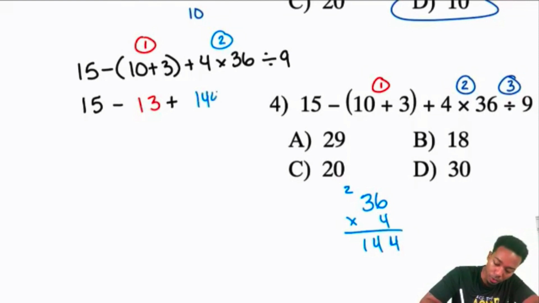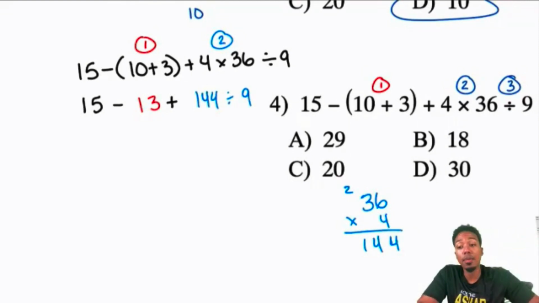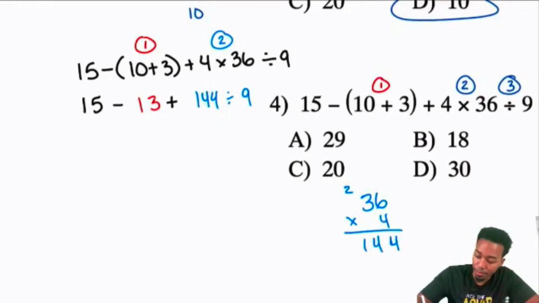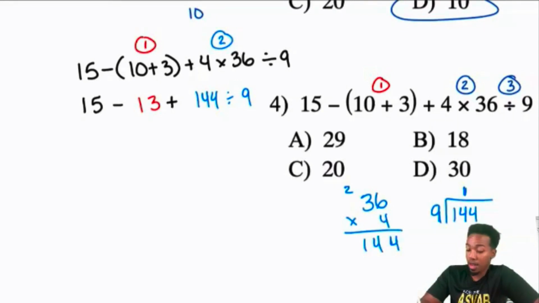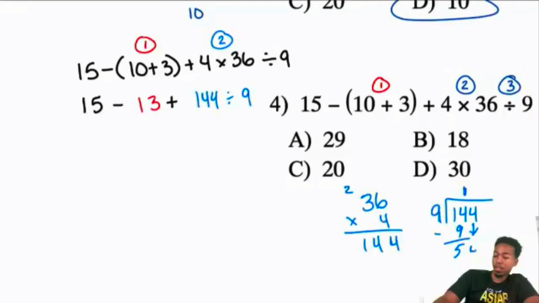So we have 144 divided by 9. And so everybody, what is 144 divided by 9? Let's go ahead and do that right over here. Okay, so we're looking at it here. 9 goes into 14 one time. And from there, we subtract the 9, we get 5, drop the 4. So now we have 9 going into 54. 9 goes into 54 6 times. So we end up getting 16. And so that becomes 16.